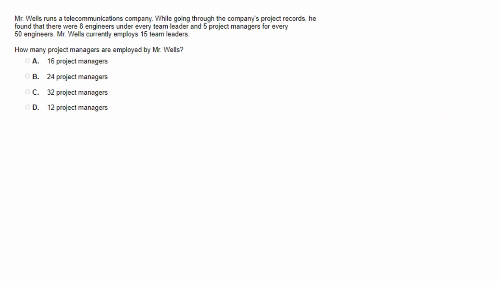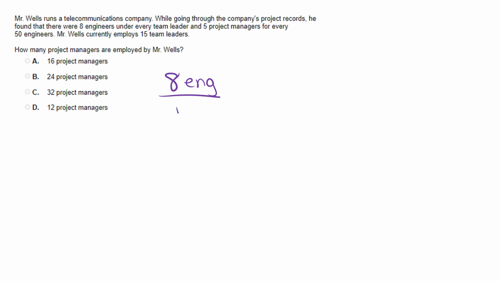Mr. Wells runs a telecommunications company. While going through the company's project records, he found that there are 8 engineers under every team leader and 5 project managers for every 50 engineers. Mr. Wells currently employs 15 team leaders. How many project managers were employed by Mr. Wells?